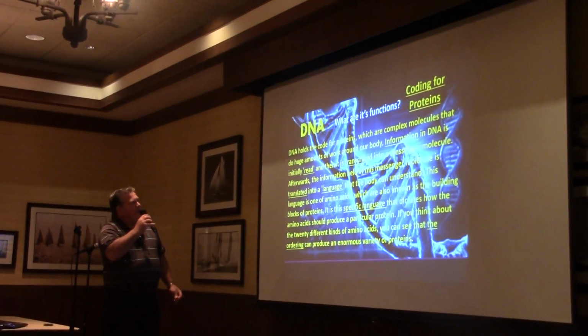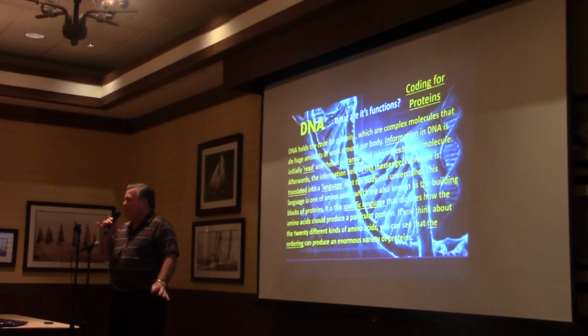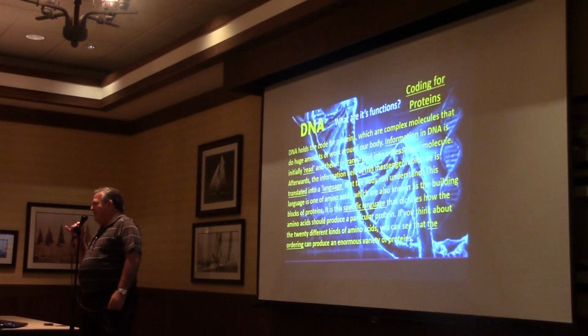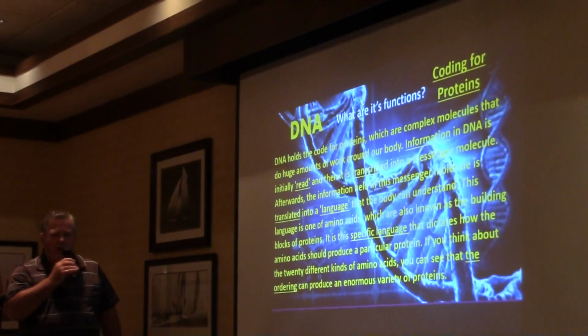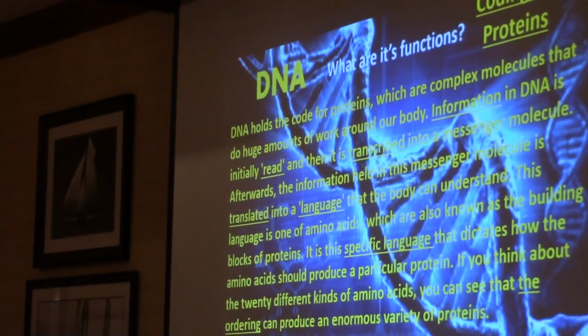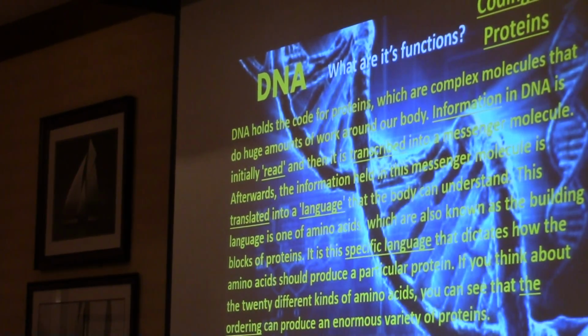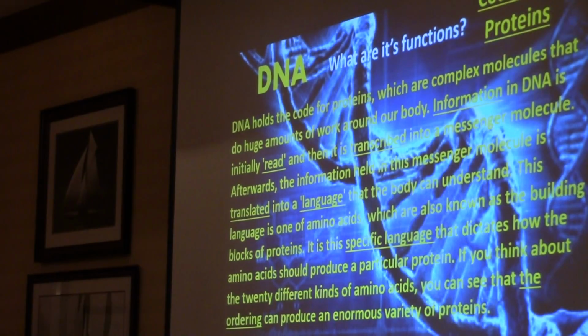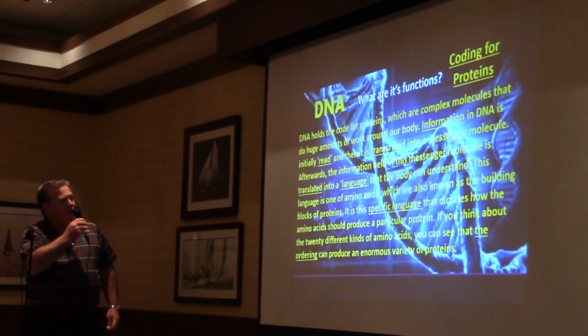What are the functions of DNA? First, coding for proteins. Your body's made up of proteins. Everything that pretty much happens in your body is done by proteins. And it's not like a steak. My cheese is good like that. Well, there are proteins, fat cells, that's true. DNA holds the code for proteins, which are complex molecules that do huge amounts of work around the body.